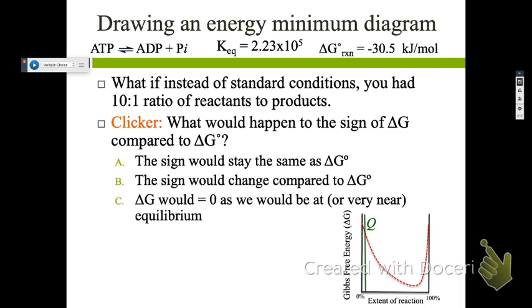So then what does that mean about the sign of Gibbs free energy? Why did I get rid of the little circle here when I'm asking about Gibbs free energy now? We're not at 1 molar of everything, right? We changed. So I want to know, what is the sign of Gibbs free energy? Is it the same as we have for standard conditions? Is it different? Or did we go to Gibbs free energy equals 0? Go ahead and talk to your neighbor and click in your thoughts.